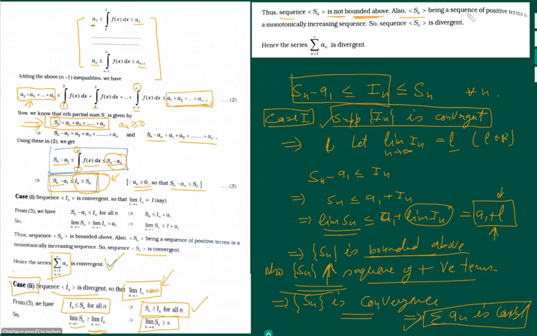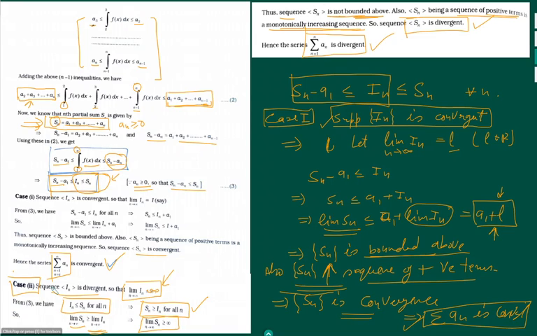Alright. Also Sn is a sequence of positive terms which is monotonically increasing. So Sn is a sequence of partial sums of positive terms which is monotonically increasing, and since it is not bounded above, it must be divergent. Any sequence of partial sums which is monotonically increasing but bounded above is convergent, and if it is not bounded above, it is divergent. So Sn is divergent, and Sn divergent means this series is divergent because Sn is the sequence of partial sums of this series.